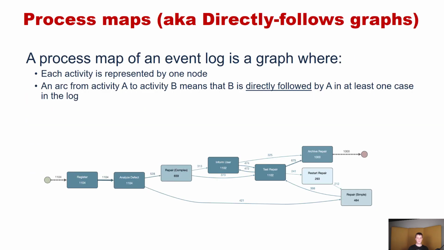Now, a process map is basically a directly follows graph where each activity is represented by one node, and an arc from activity A to activity B means that B is directly followed by A in at least one case in the log.